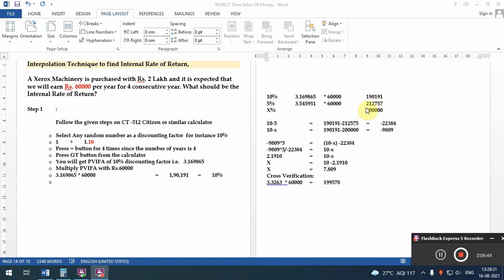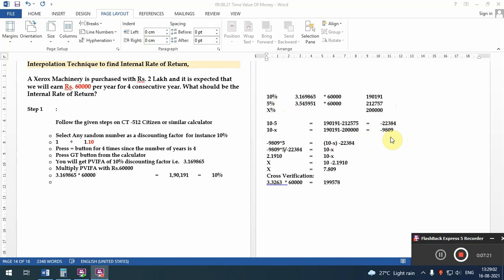1,90,191 minus 2,12,757. Obviously the answer will be negative 1. So I am taking the negative answer as is. Thereafter I am subtracting x from 10. So 10 minus x, and once again I am subtracting 2 lakh from 1,90,191. So once again I am getting another figure, that is also a negative 1.